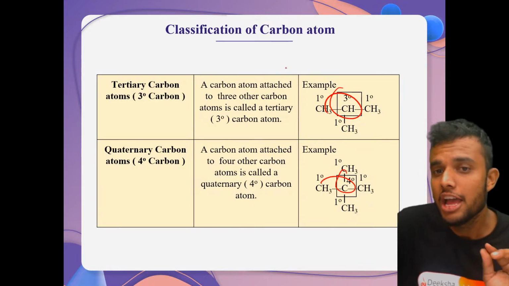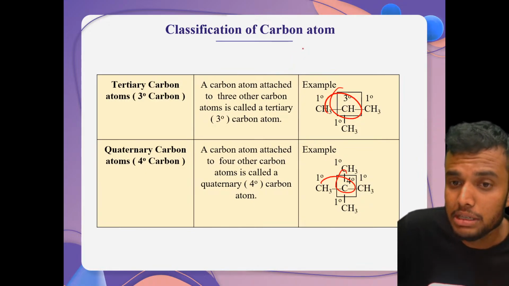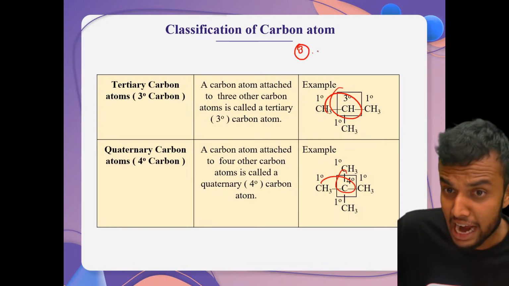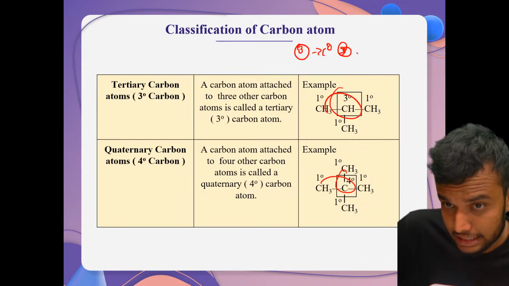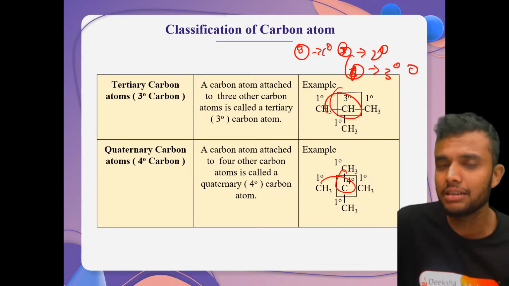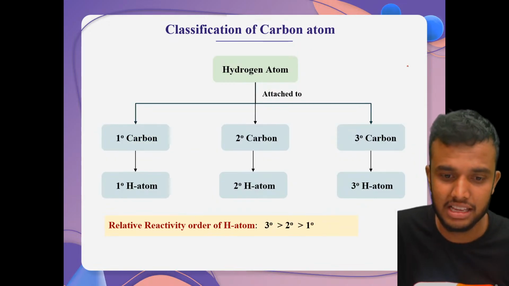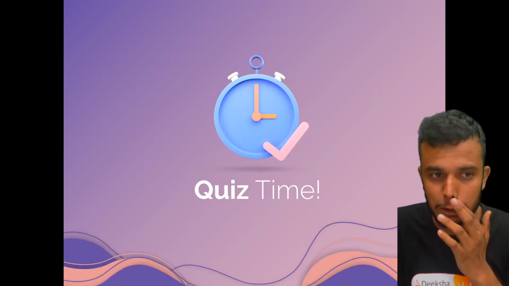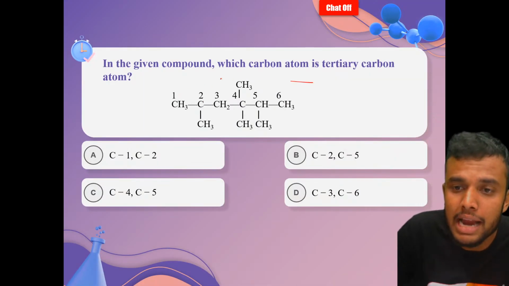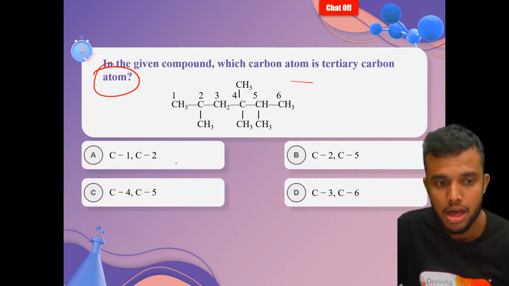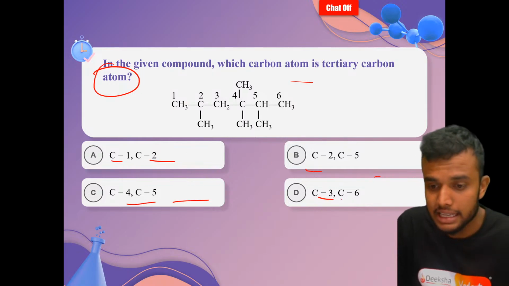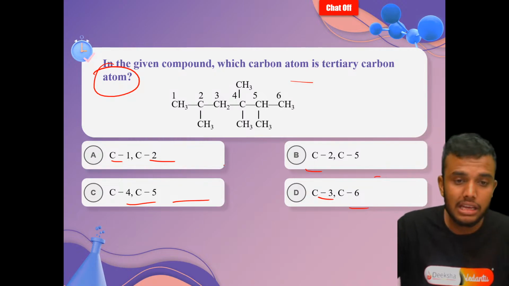Very simple, students. If a carbon has 3 hydrogens, it is called primary. 2 hydrogens, secondary. 1 hydrogen, tertiary. 0 hydrogen, quaternary. Very simple. Then here is one question. In the given compound, which carbon atom is the tertiary carbon atom? Here they give C1, C2, C5, C4, C3, C6. What is the exact answer, my dear students?